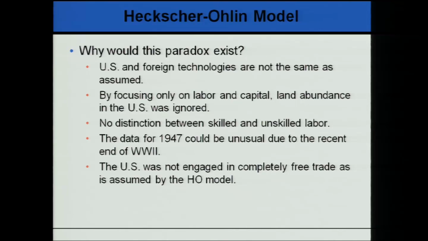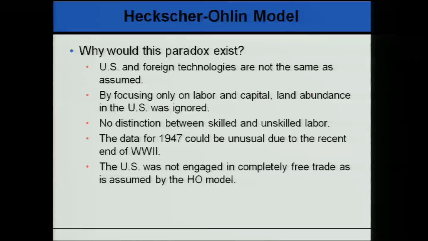Then, more importantly, there was no distinction made between skilled and unskilled labor. It was always possible that the US, which is rich in skilled labor, would export skilled intensive products. So, this was not taken into account, and the data for 1947 could be unusual due to the end of World War II. It ended in 1945, so 47 could be an unusual year. And then another reason given for the paradox was that the US was not engaged in complete free trade as was assumed by the HO model.